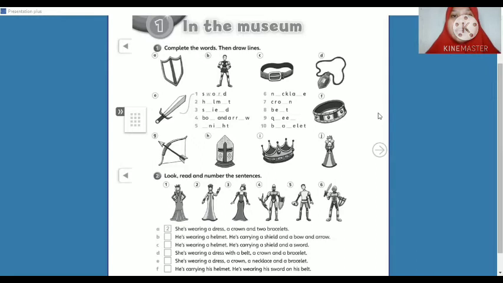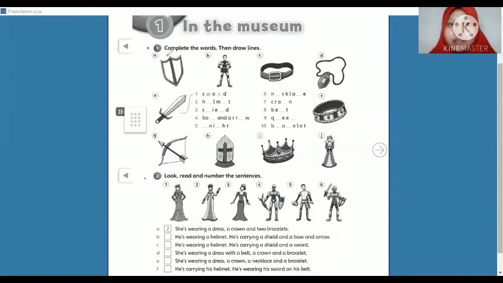Okay, today we will start a new unit and we will talk about in the museum. I hope all of you have been to the museum. In the museum you can see some of these pictures. So you should do this assignment, number one and number two. Okay, let's see how to do number one.